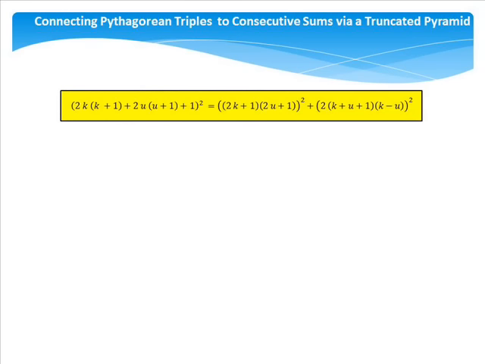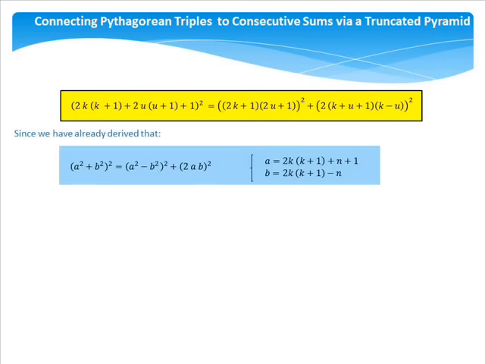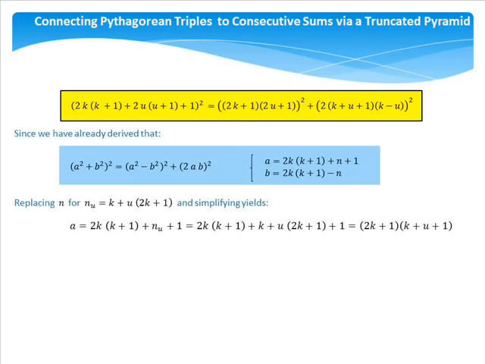We will soon demonstrate that this alternative formula applies to all types of Pythagorean triples, not just the primitive ones, and that we can derive a specific formula for primitive triples by using k and u as variables, since we have already derived that. Replacing n for n sub u equal k plus u times 2k plus 1 and simplifying yields.